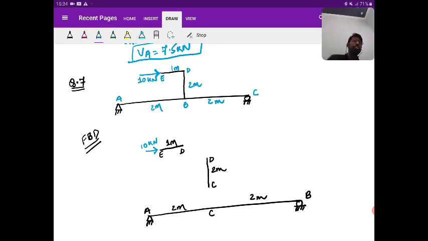See, summation Fh, summation Fy, summation moment for each member. Starting with the member ED. Balancing the member ED first.